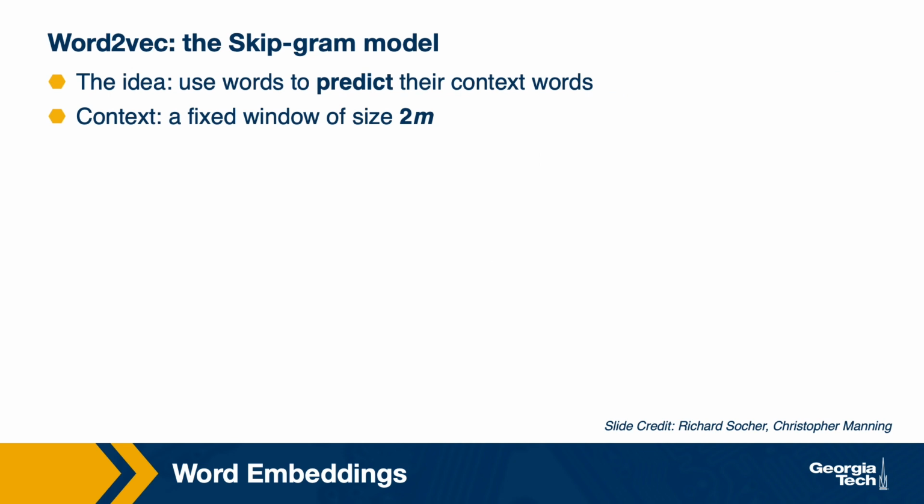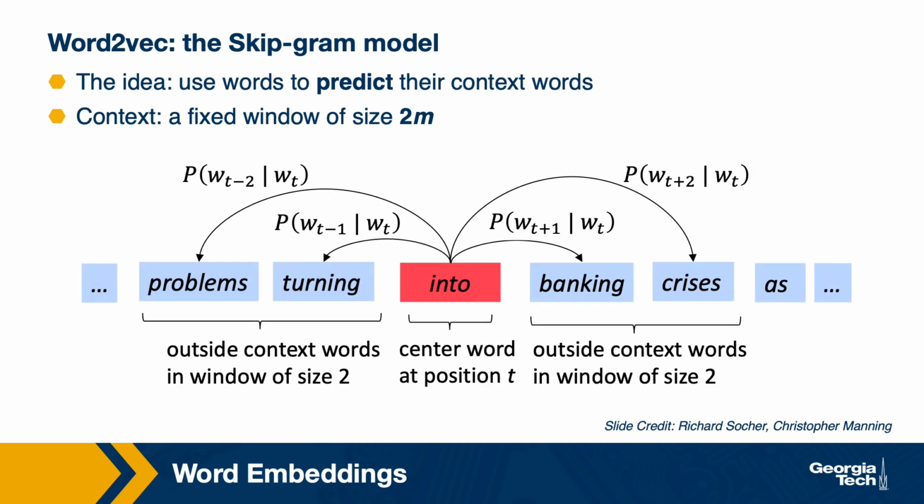Next, I'll talk about Word2Vec in a bit more detail. The idea is to use a word to predict the context words. This is the skipgram model. There's also the continuous bag of words model in Word2Vec, which I'll not cover here. The context is a fixed window of size 2m. Let's take a look at the following example. Here the context window is size 2, and we have part of the sentence: problems turning into banking crisis.